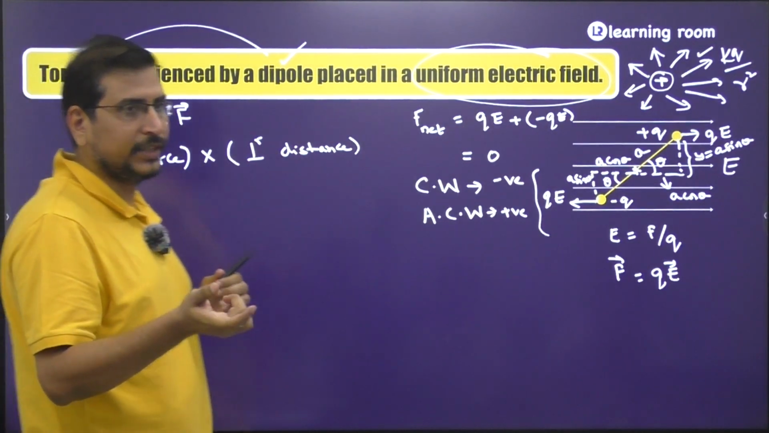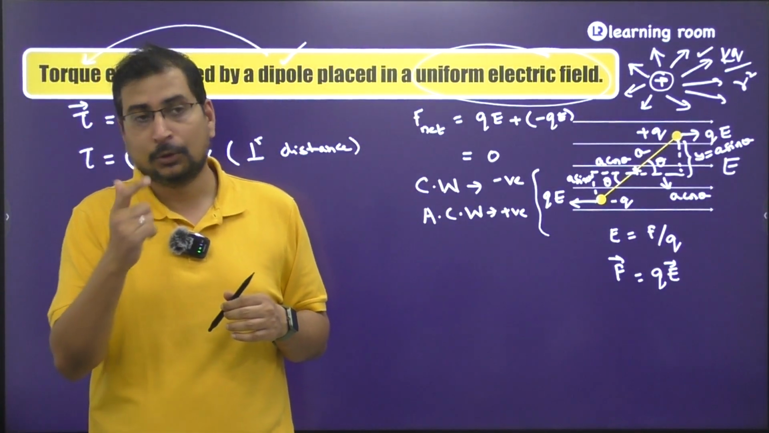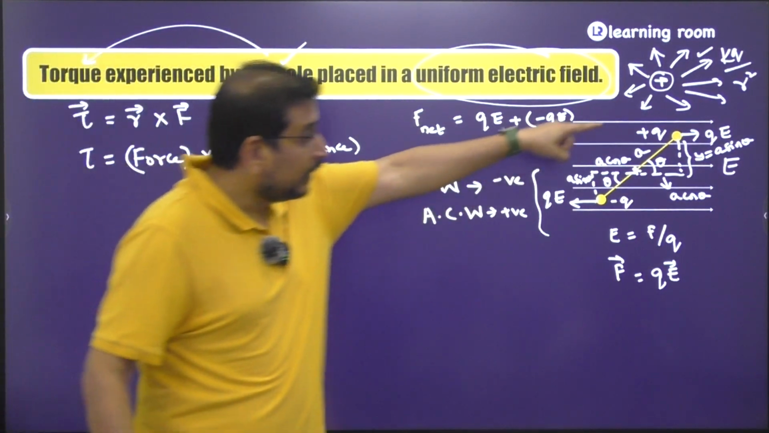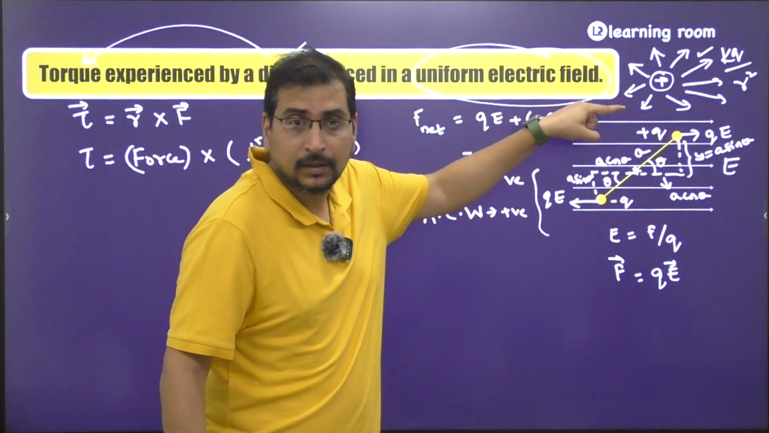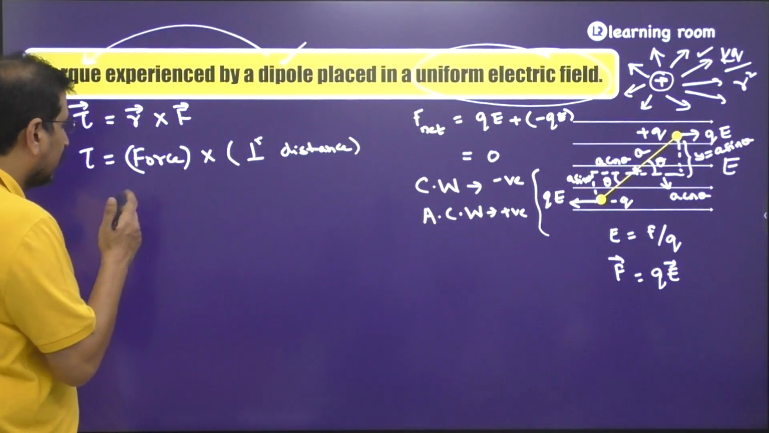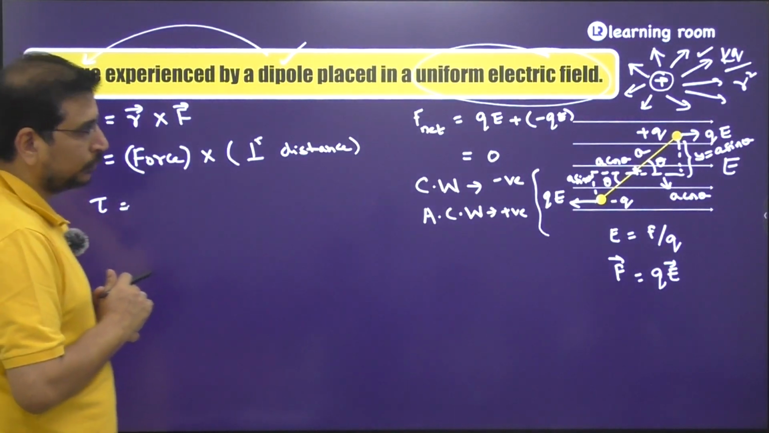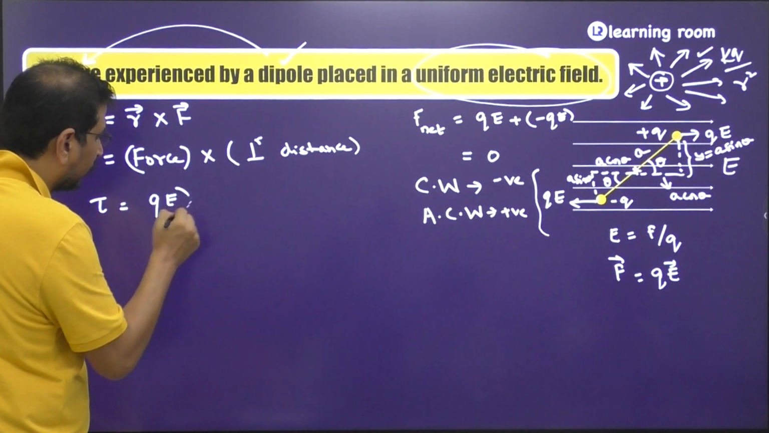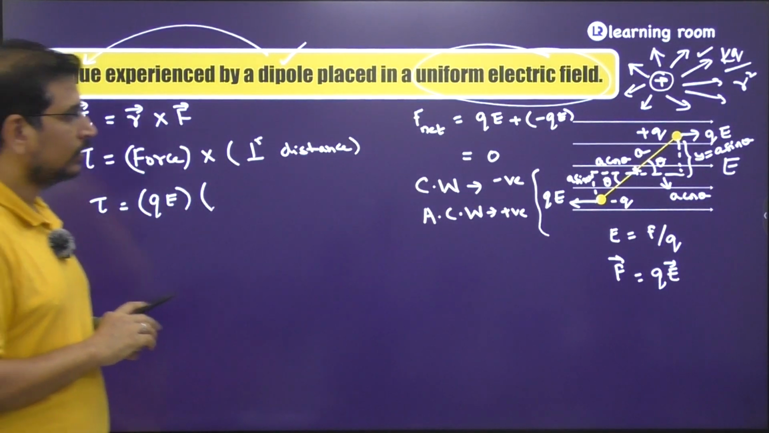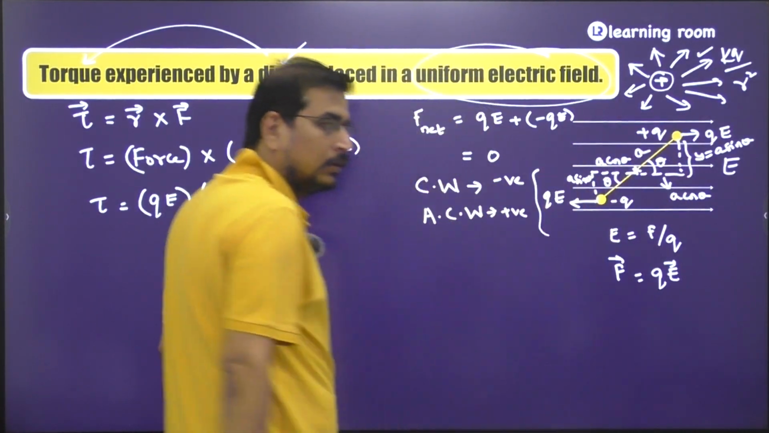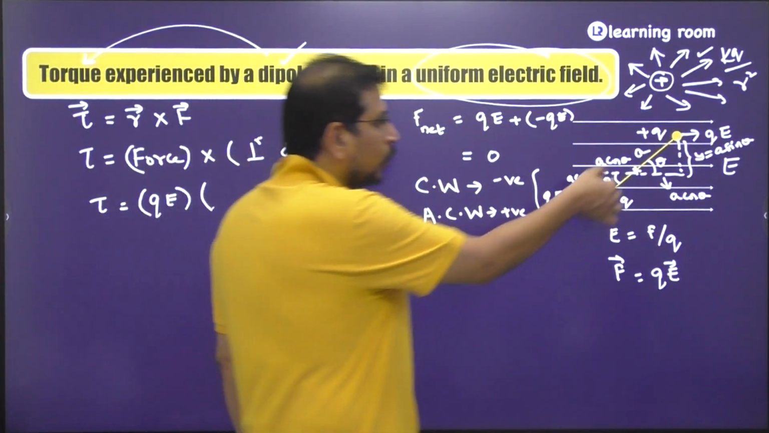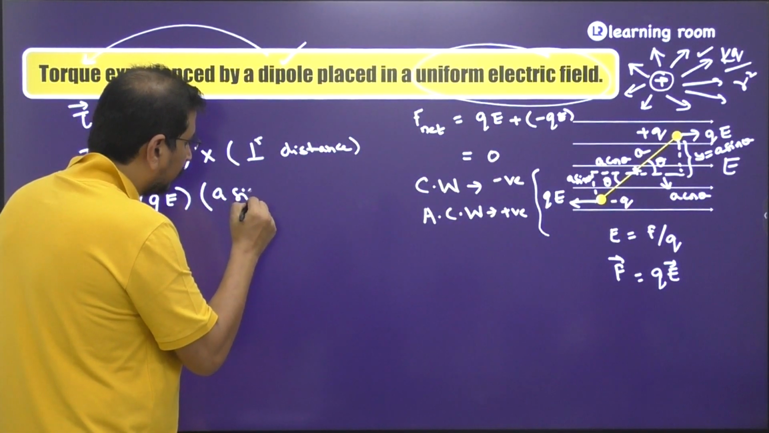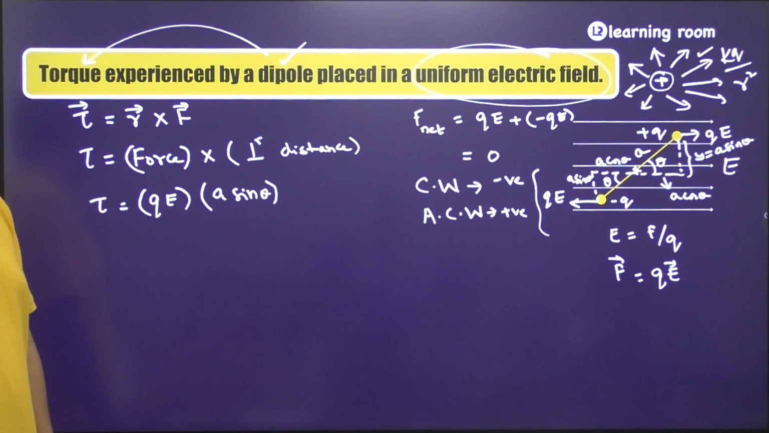Whenever you speak about distance, right, throughout your physics or math, you always need to speak about a reference point or a reference line. So, here perpendicular distance from where? From the point of application of force to the axis of rotation, right? So, having said this, what is going to be the force? This QE is acting at a distance of a sin theta. Am I clear with this?